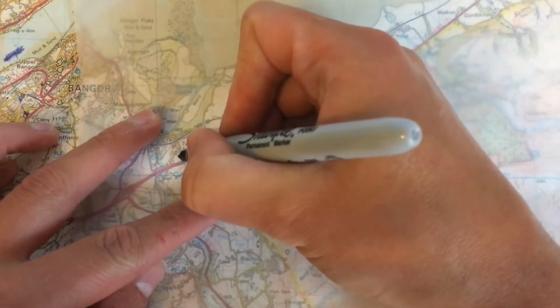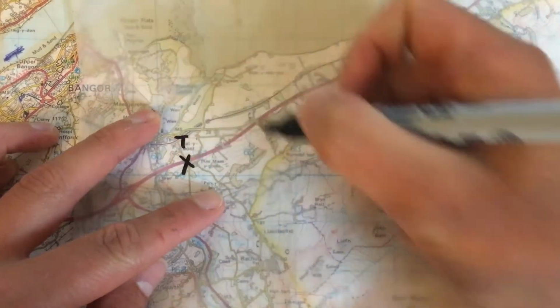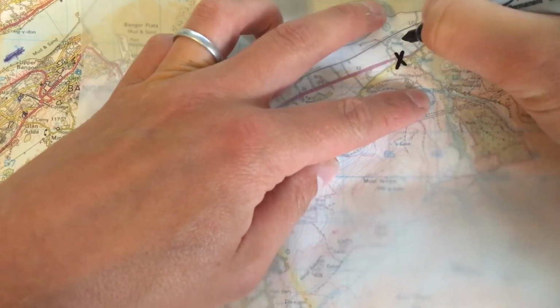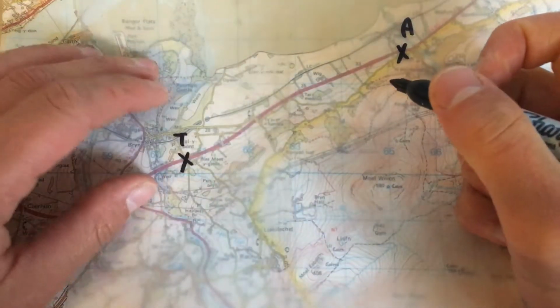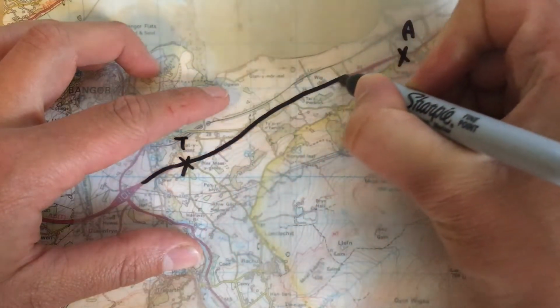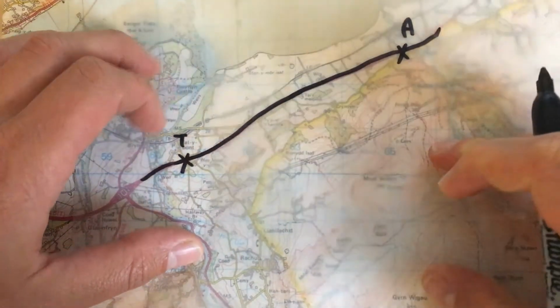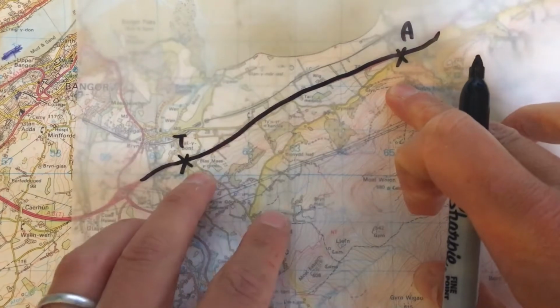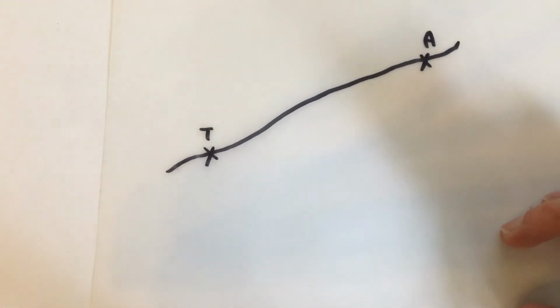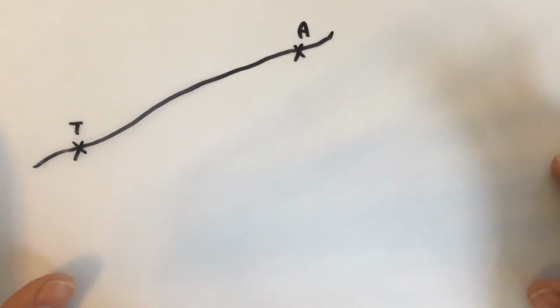So we've got Talabont, which is here. We'll give that the letter T. And we've got Aber, which is all the way over here. We'll give that the letter A. And of course we'll draw in this main road as well. So that's exactly the same positions as it is on the map. We can remove the map for a moment. We can now just focus on this for the minute.